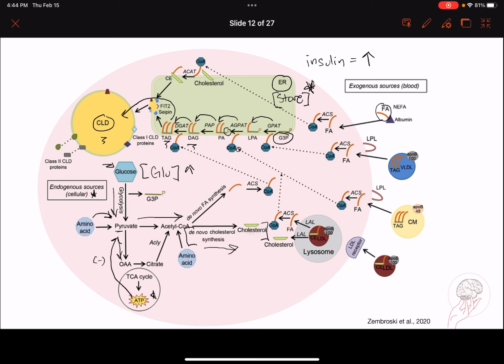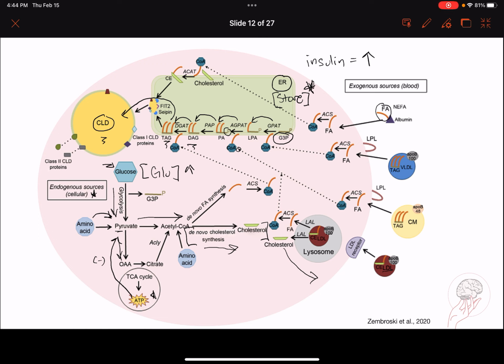And this cholesterol ideally would get picked up by a low-density lipoprotein, but it could get picked up or used, or we can put it into other lipoproteins.